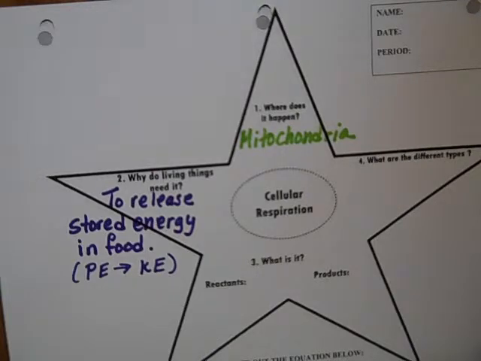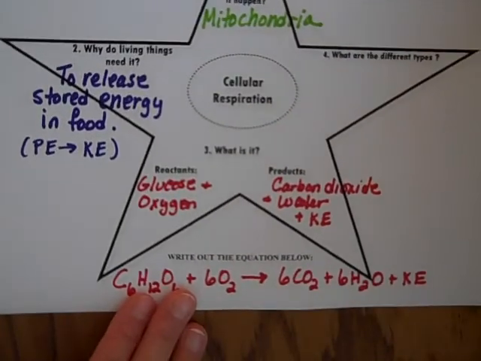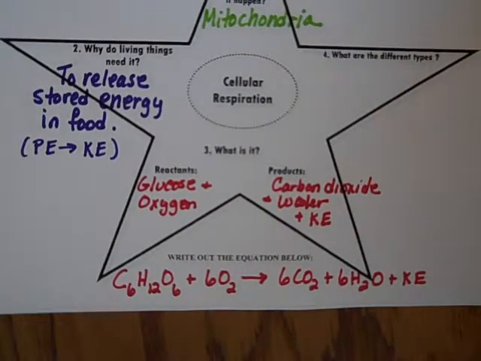Okay? So cellular respiration occurs in the mitochondria, and instead of storing energy in food like photosynthesis does, the purpose of it is to release energy from food. And just like photosynthesis had reactants and products, so does cellular respiration. And they are the opposite of photosynthesis. So the reactants are glucose and oxygen, and the products are carbon dioxide, water, and kinetic energy.